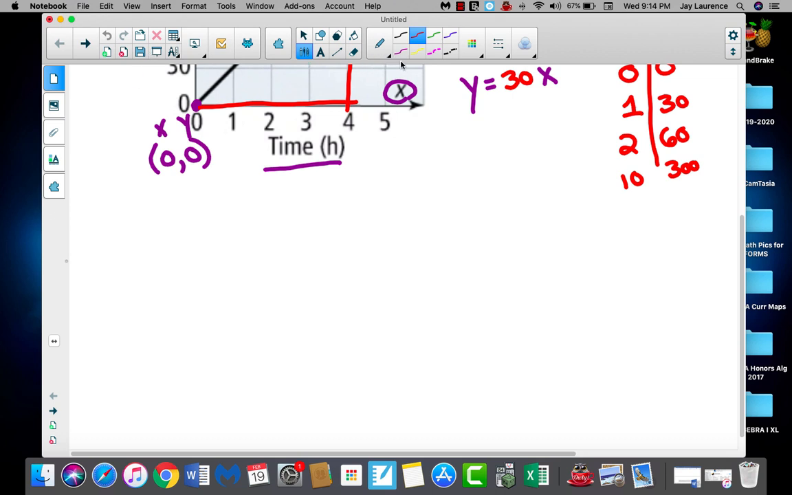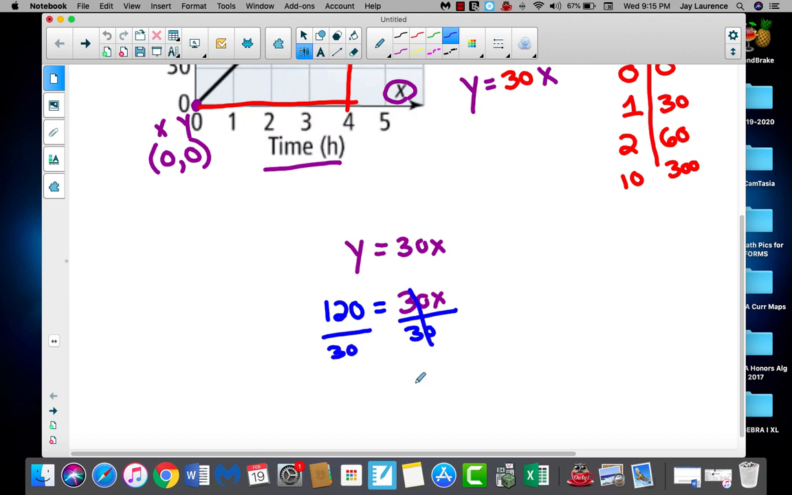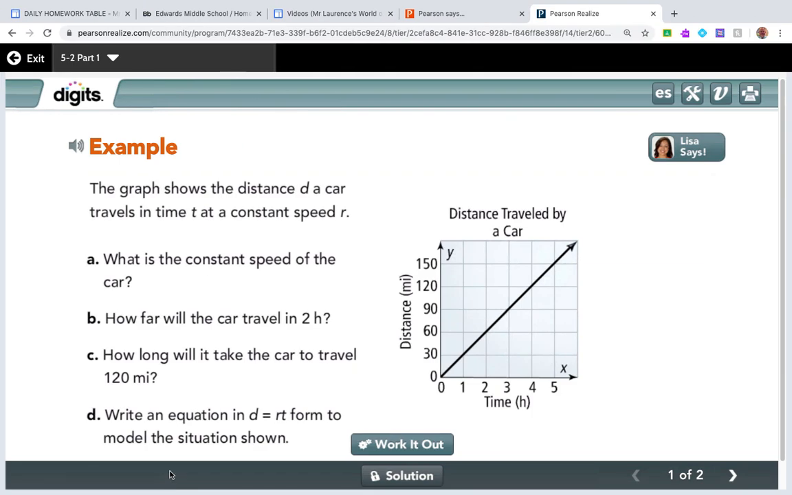If we wanted to do that algebraically, we would take our equation y equals 30x. And if they said 120 miles, well, that's the y value. So I'm going to put 120 in for y. I'll have 120 equals 30x. And then I'm going to get x alone. Well, how are the 30 and the x attached? By multiplication, so I'm going to divide. I'm going to divide by 30, and so the 30s will cancel. I'll get x equals 120 divided by 30 is 4. So the answer would be 4 hours. It's pretty simple stuff, ladies and gentlemen, pretty simple stuff.